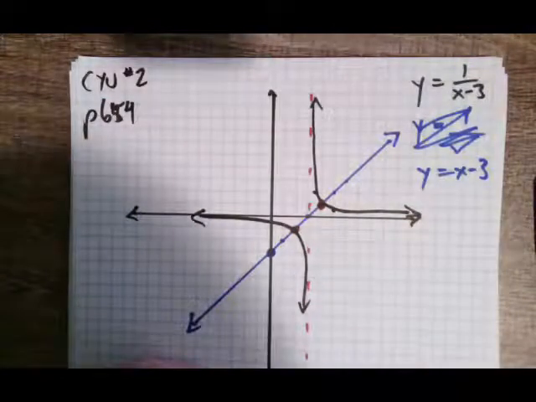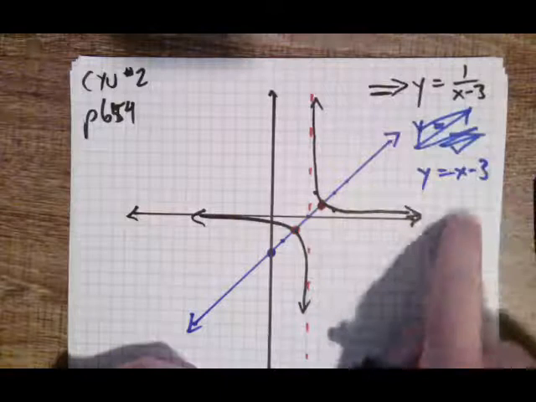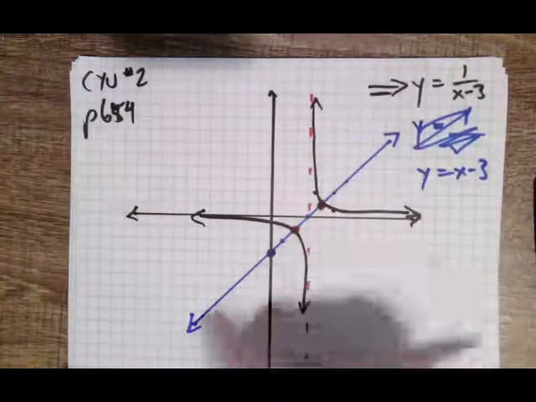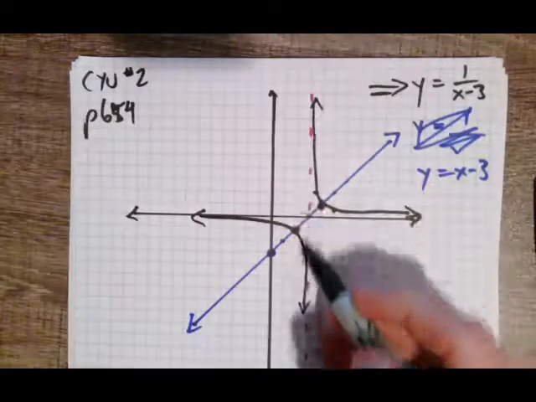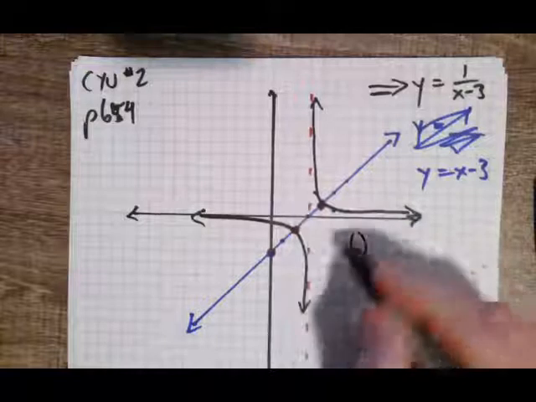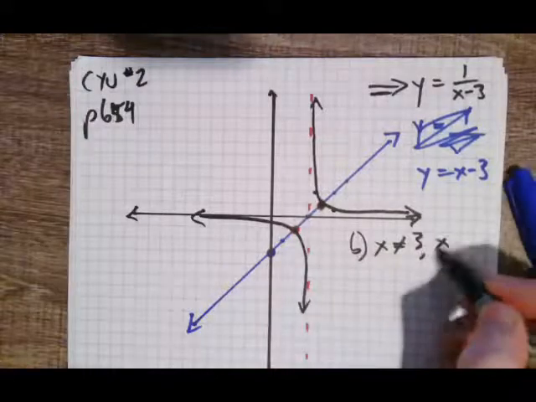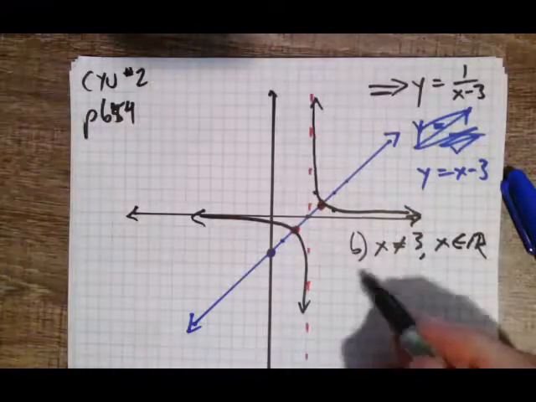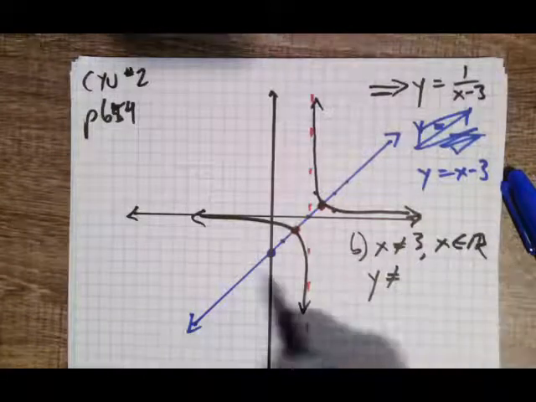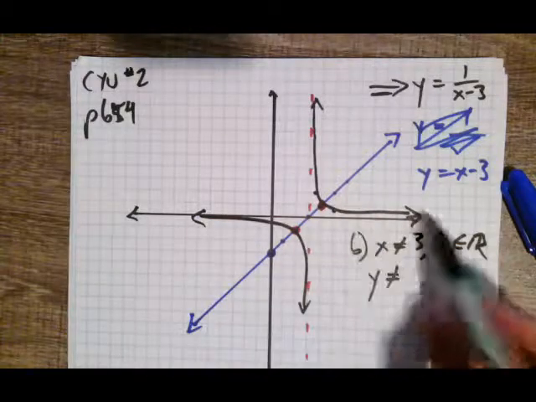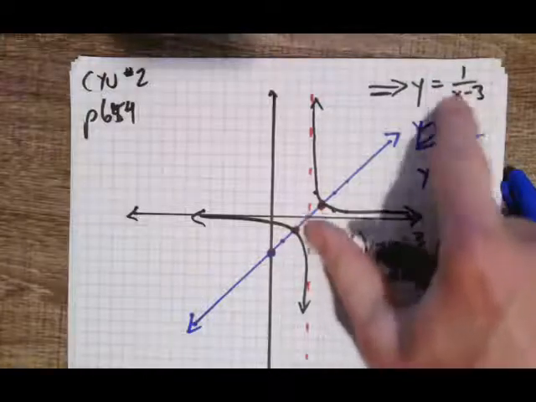Part B, it says, what's the domain and range of this one? Domain and range of this blue one: x can be anything, but in this case, x cannot equal 3. Otherwise, x is an element of the reals. What can y not equal? Y can't equal 0. Y is an element of the reals. Right? There's no way of making this thing equal 0.